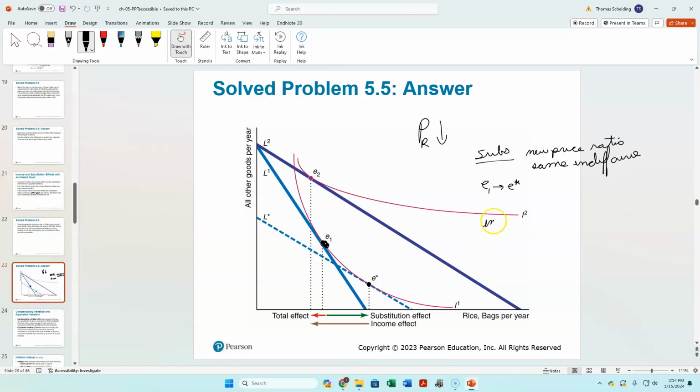Then, for my income effect, I allow myself to be on the new budget constraint and a new indifference curve. And that is E2. So that would be E star to E2. But what we can see is that here we had our substitution effect. The income effect overwhelmed our substitution effect, so much so that there was a decline ultimately.